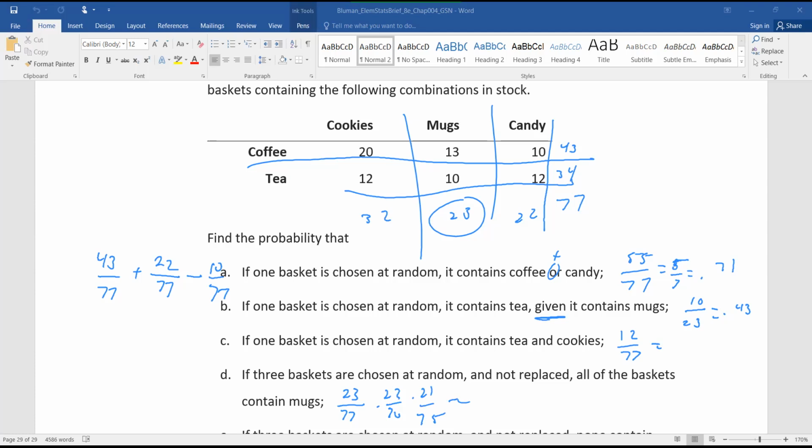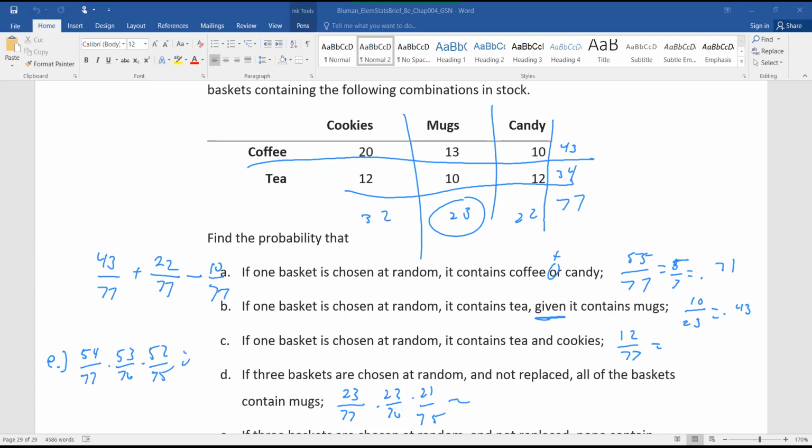E says if 3 baskets are chosen at random and not replaced, none contain mugs. Well, 23 of them do. Subtract that from 77. This is part E. What's 77 minus 23? 54. Okay, so that's going to be 54 out of 77, 53 out of 76, and then what was it, 3 baskets? So then 52 out of 75, whatever that is.